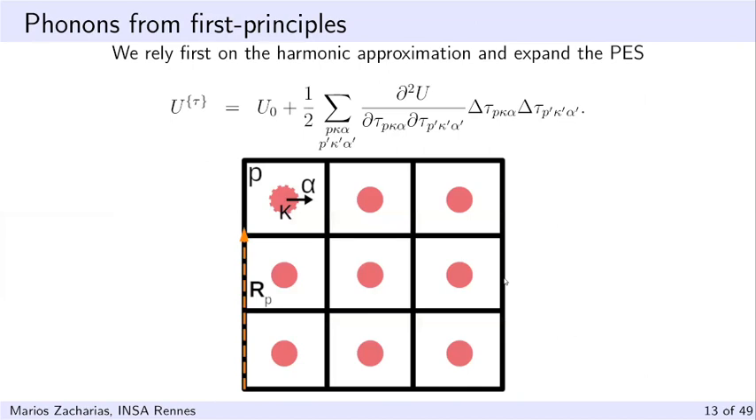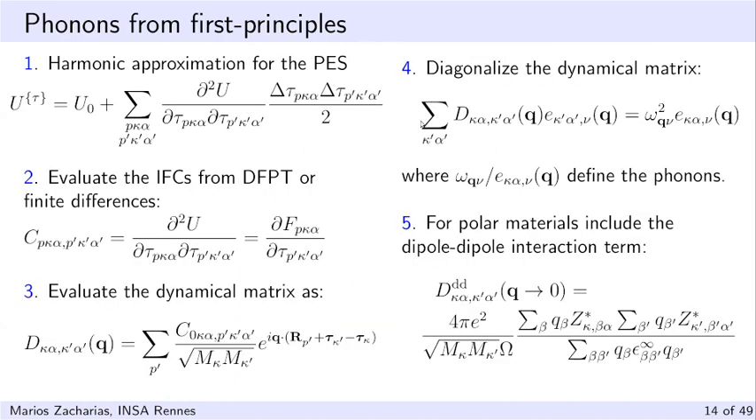So the first thing that we need to do to apply these methodologies is to evaluate the phonons. And we rely first on the harmonic approximation, and we expand the potential energy surface up to second order in nuclear coordinates. So the linear term goes away because the linear order derivatives, the forces acting on the atoms at static equilibrium, they should be zero. So we want to evaluate this expression here for obtaining information about our phonons.